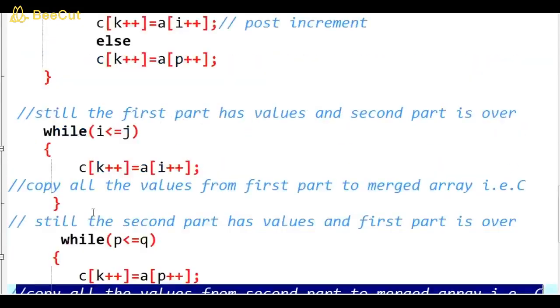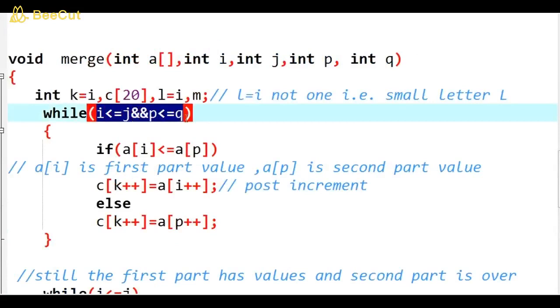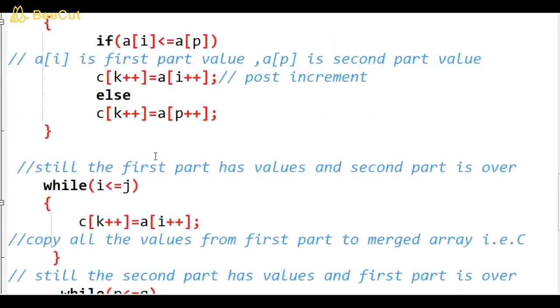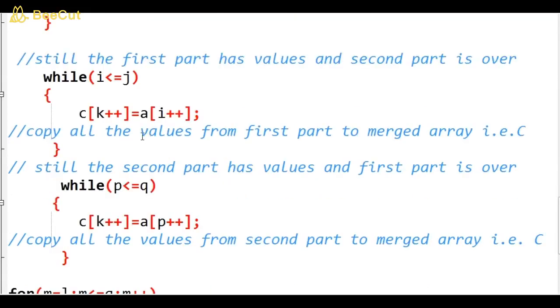So three things we have to consider in the merge operation. First, consider both first part and second part values and identify the smaller value between them. Whichever is smaller, that value should be copied. Otherwise, if any one of the parts is over, you have to consider two possibilities: the first part may have some values and the second part may be completed, or the second part has some values and the first part may be completed. So three cases you have to consider in the logic.